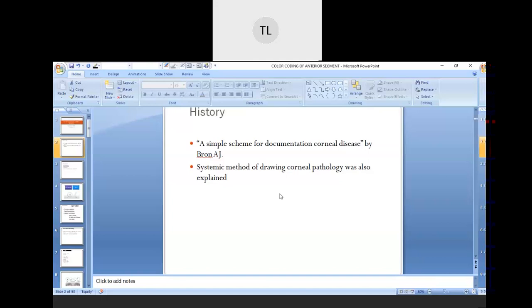In this study by Braun AJ, he tells how the diagram of the cornea needs to be drawn, what colors we need to keep in mind, and also the systemic way we are going to draw your corneal pathology. Okay, so let's move forward.